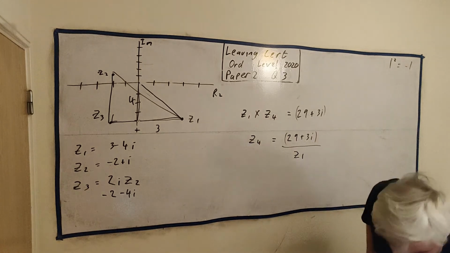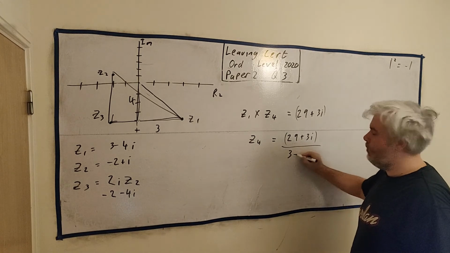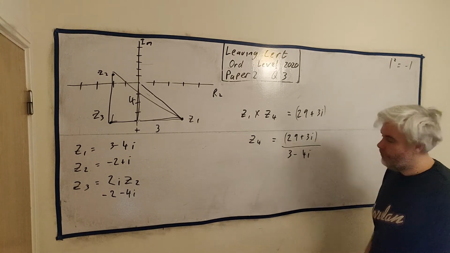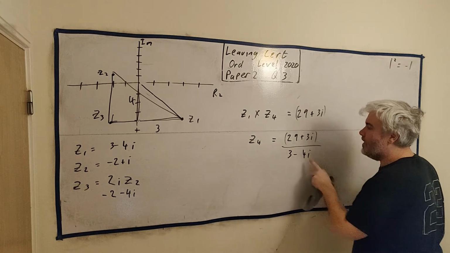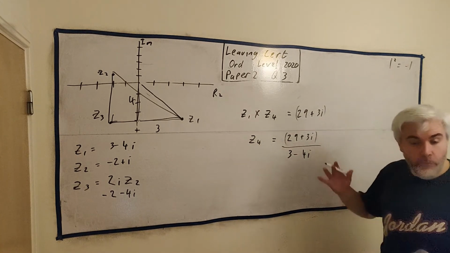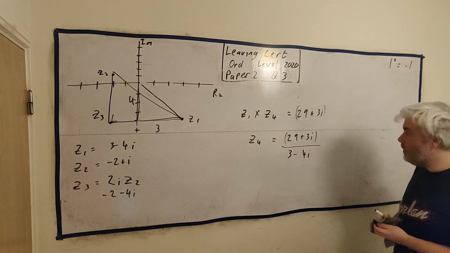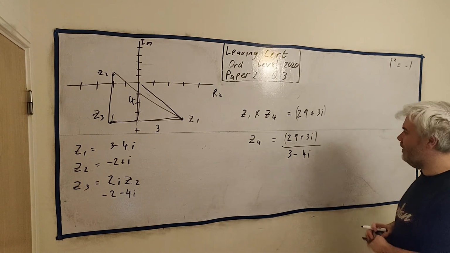So that's what Z4 is equal to. And also remember, we know what Z1 is. Z1 is 3 minus 4i. So there's Z4. Z4 is equal to this. Lots of students didn't realize it was a division question. They didn't realize to change this into this. But now that we know it's a division question, how do we solve that?